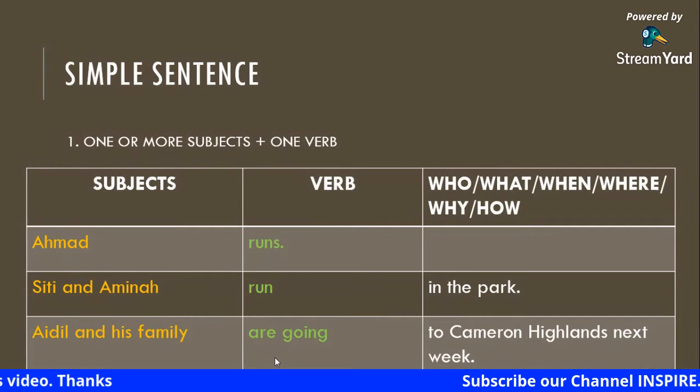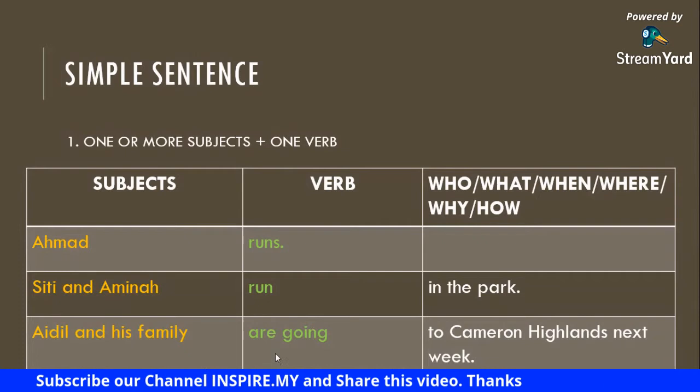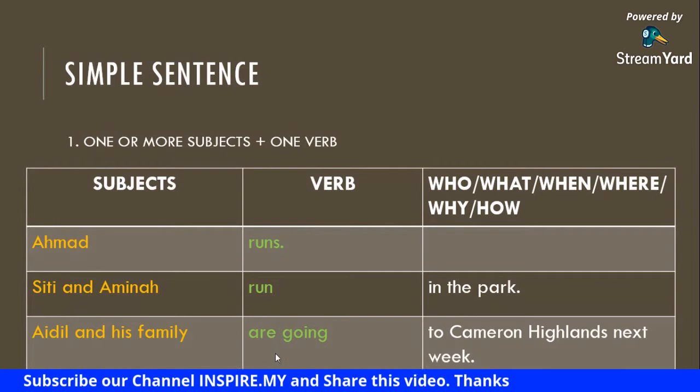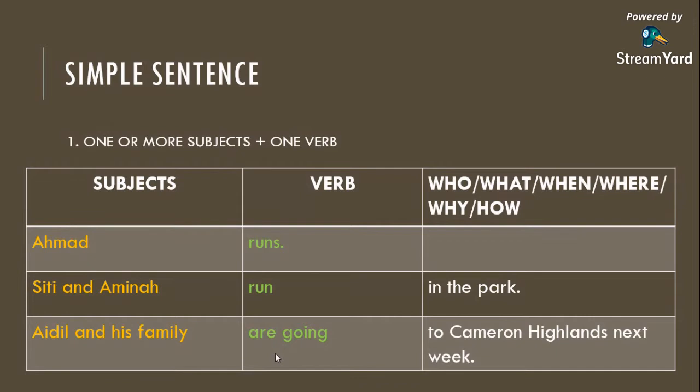So how would we use simple sentences? Let's say, for example, you are writing an essay about a student who is studying in SK SJKT. You would start the sentence with, Krishantika is a student in SK SJKT. So Krishantika is the subject, is your verb, a student is a complement, and SK SJKT is your adverbial of place. Still a simple sentence, a complete sentence.